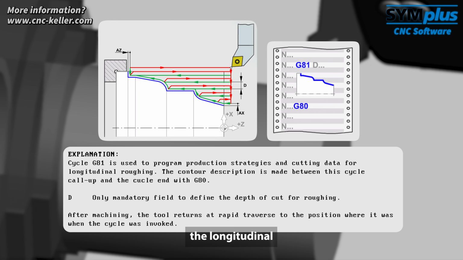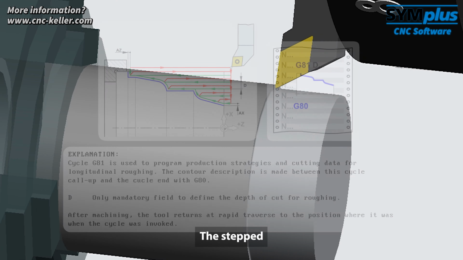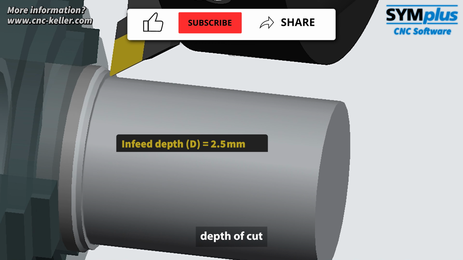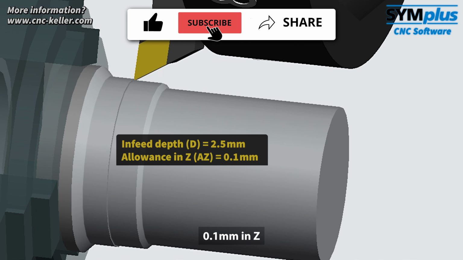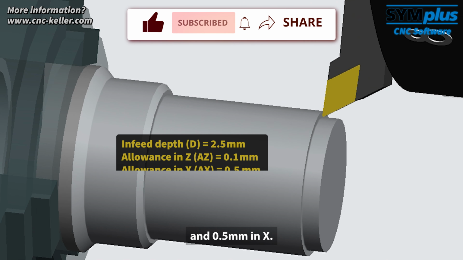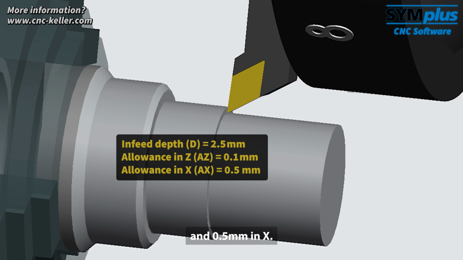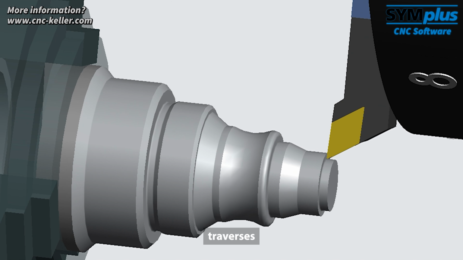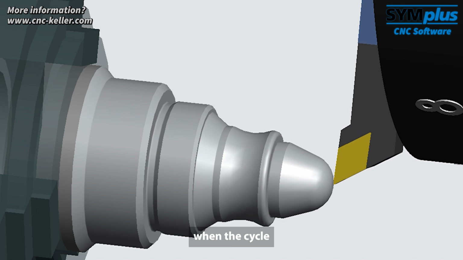Next comes the longitudinal roughing using cycle G81. The stepped contour is rough machined, with 2.5 mm depth of cut and finishing allowances of 0.1 mm in Z and 0.5 mm in X. The cycle ends with G80. The tool then rapid traverses back to the position it was in when the cycle was called.